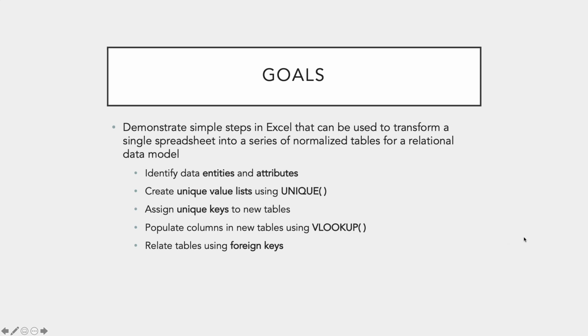So again, the goals for this workshop are to demonstrate some simple steps in Excel that you can use to transform your single data spreadsheet into a series of normalized tables. So we're going to identify the data entities and the attributes in the data set. We're going to create unique value lists using the unique function. We're going to assign unique keys to new tables, populate the columns in these new tables by using the VLOOKUP function, and then relate tables using the foreign keys that we generate.